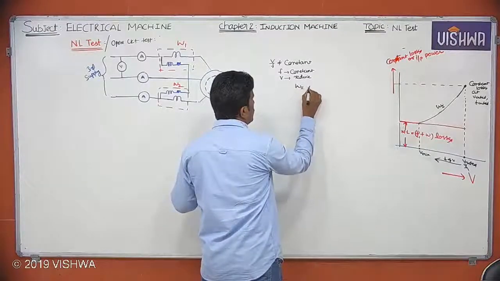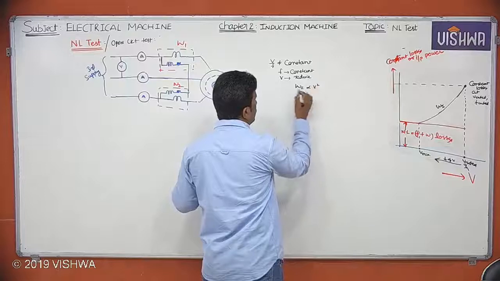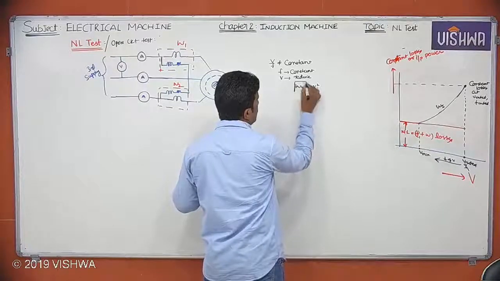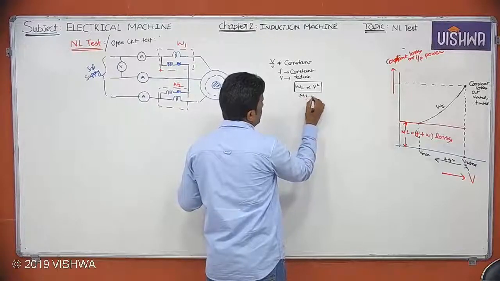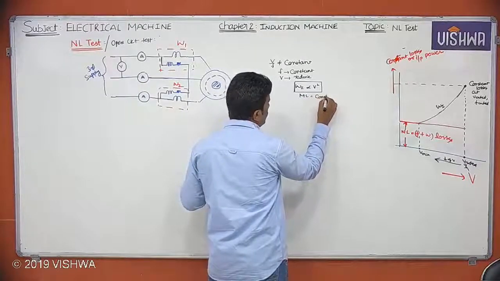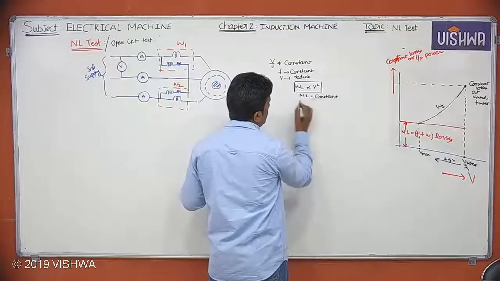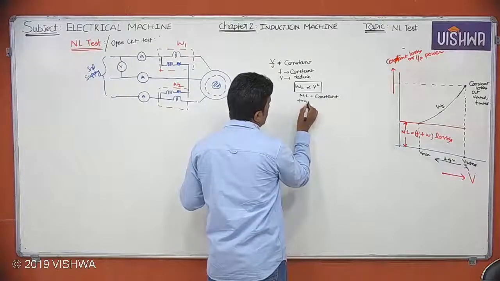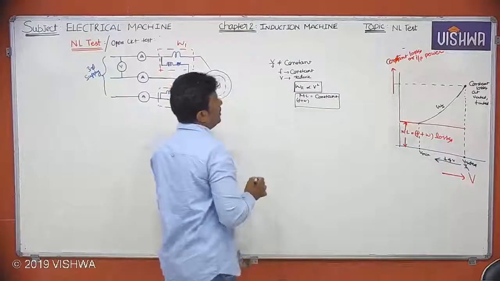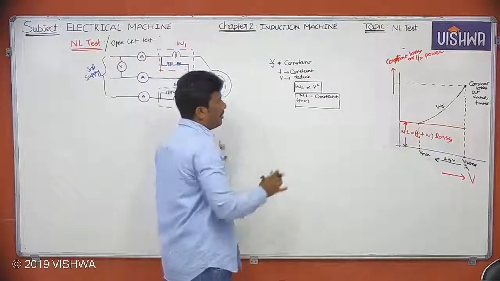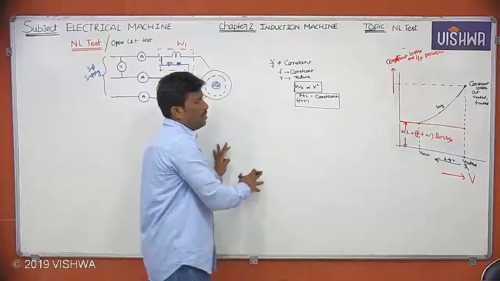WI is proportional to V square. Please try to refer to the last session notes. Mechanical loss is constant. What is the other name for mechanical losses? Friction and windage loss remains constant. So this we explained. Now we'll continue our previous session.